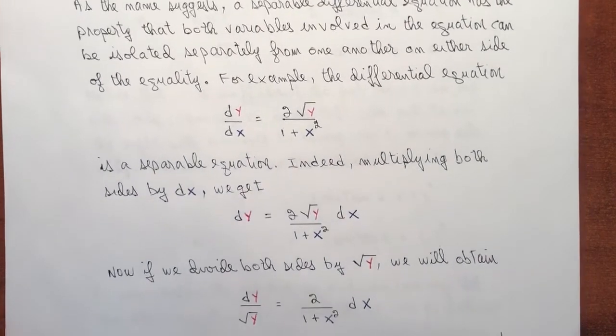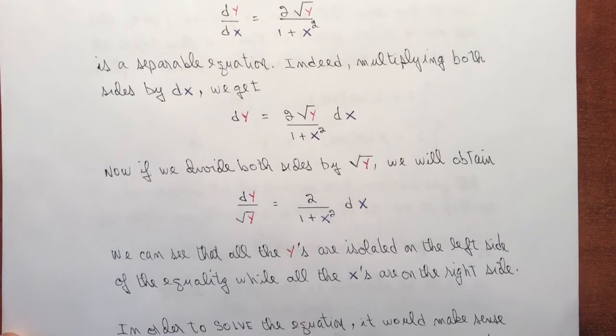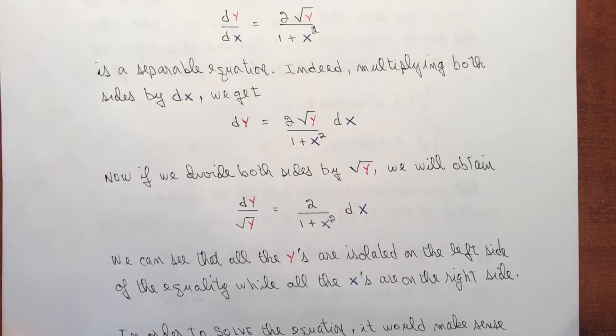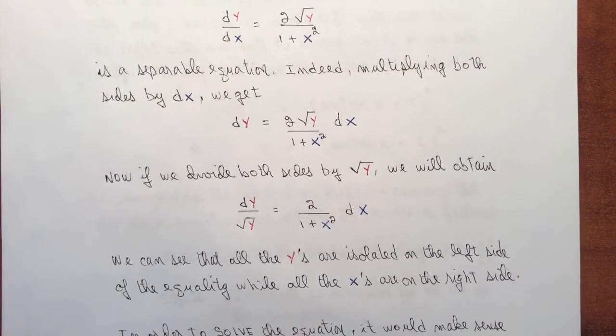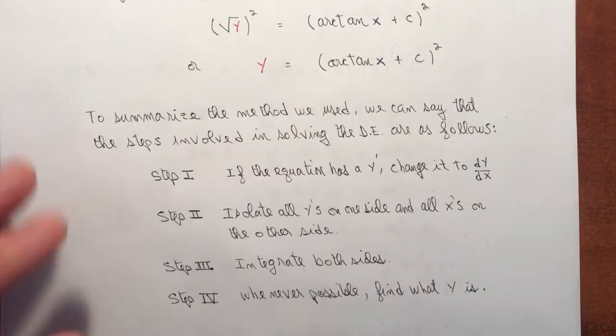Now, if we divide both sides by root y, we will obtain dy over root y is equal to 2 over 1 plus x squared dx. Now we can see here that all the y's are isolated on the left side of the equality, while all the x's are on the right side. So in order for us to solve that equation, it makes complete sense to integrate both sides in order to find what y equals f of x. So what do we get if we do just that?